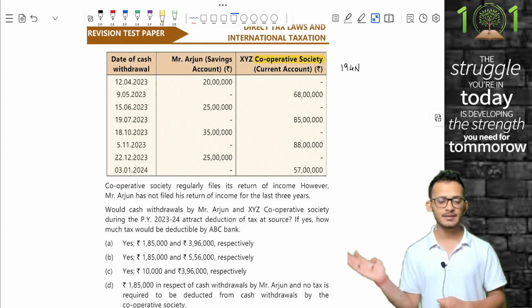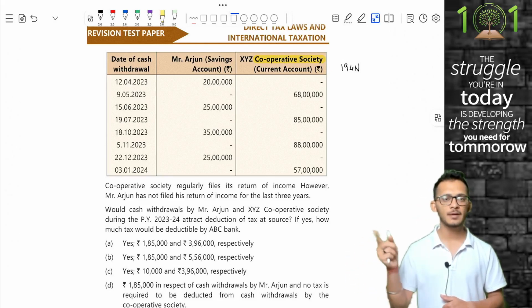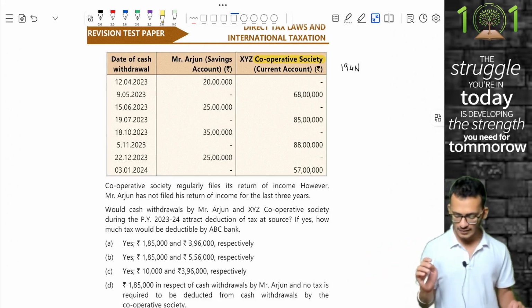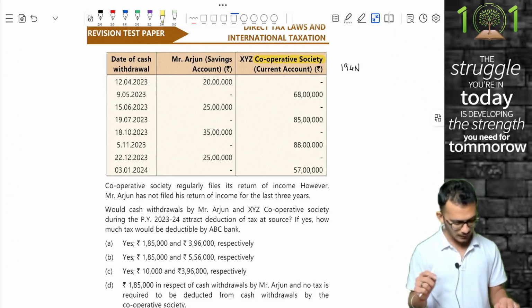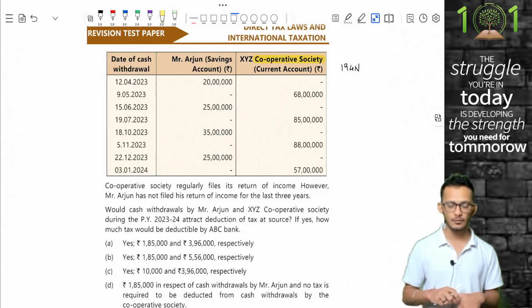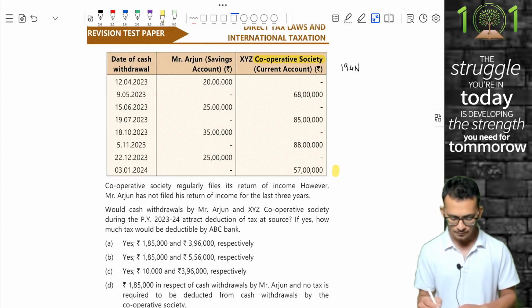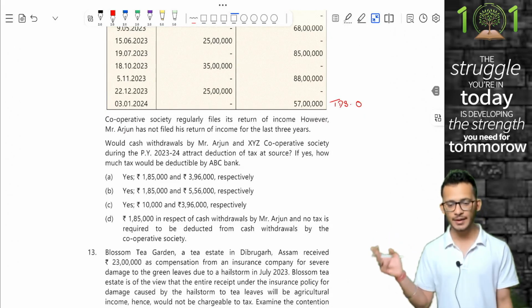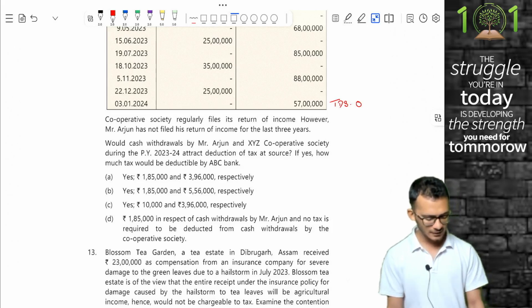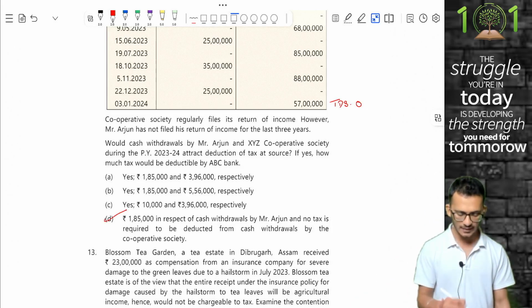The facts are now saying that the cooperative society has filed its returns properly, which means the cooperative society limit is 3 crores. Up to 3 crores, there will be no TDS. After 3 crores, there will be a TDS. Let's check. 68 lakhs plus 85 lakhs plus 88 lakhs plus 57 lakhs. Number is coming as 298 lakhs, which means it is less than 3 crores. TDS on this will become 0. So TDS on cooperative society is 0. Now by this itself, I can do an elimination method and see which one is the right answer. Option A has a TDS for cooperative, so no. B also has, C also has, D does not have a number, so therefore D is the right answer.